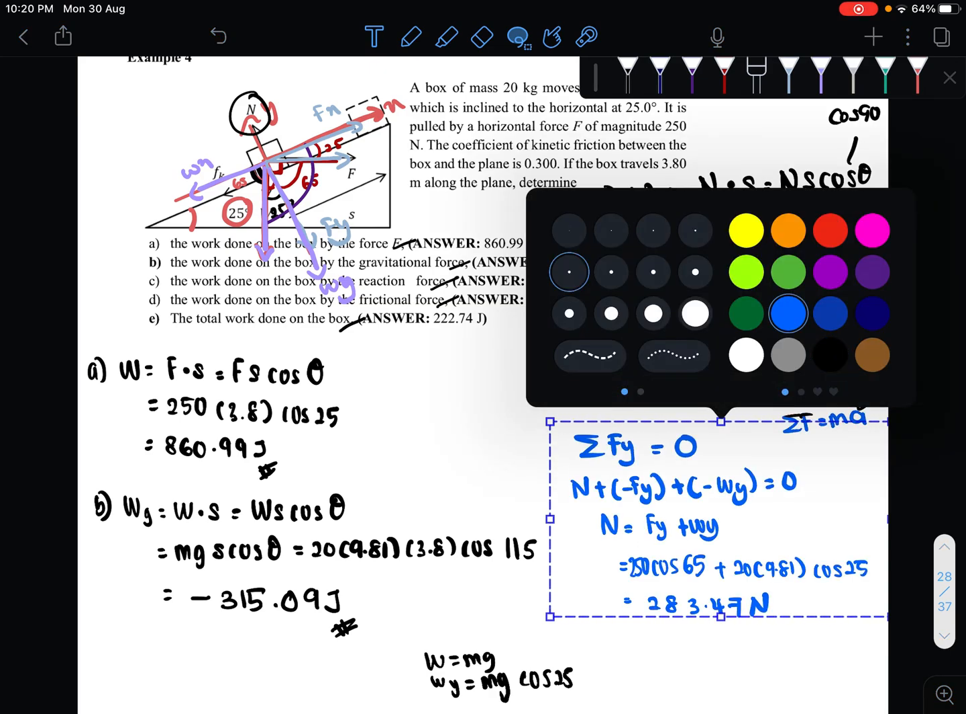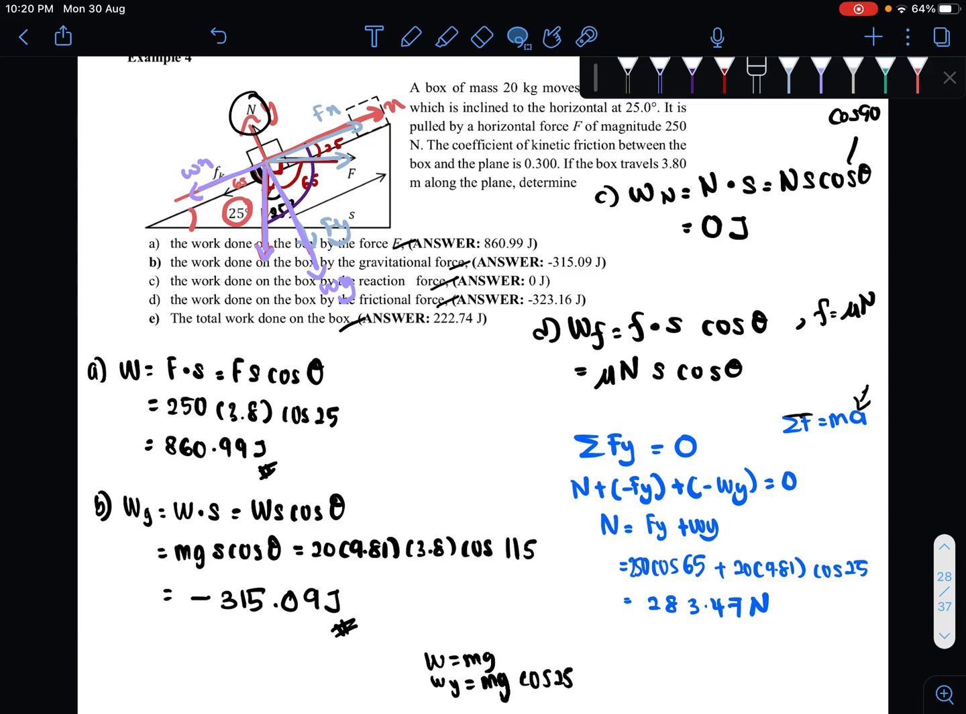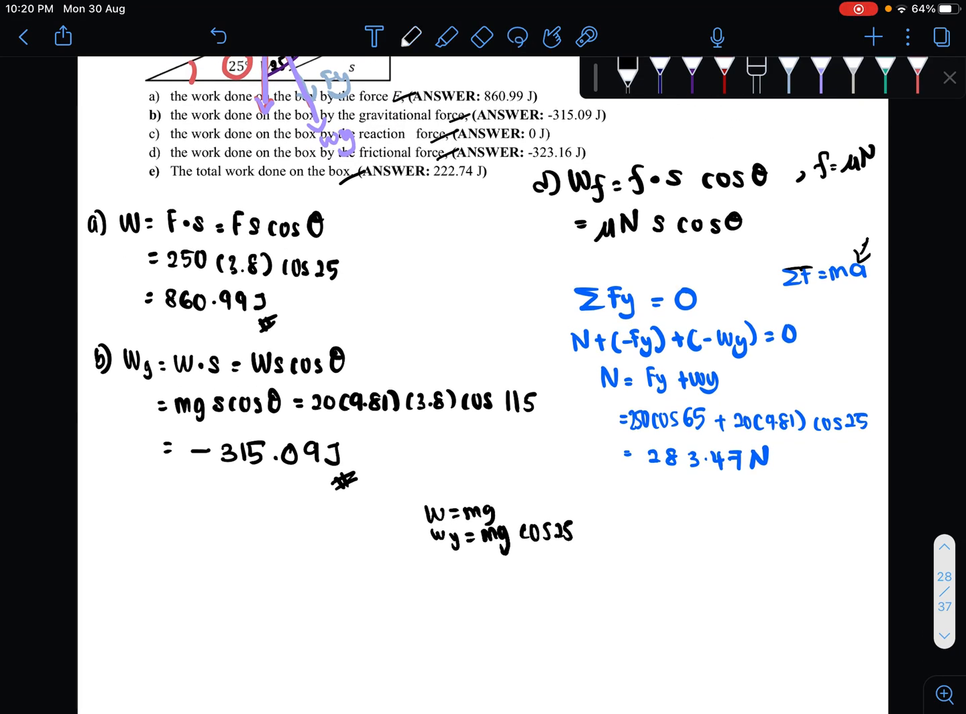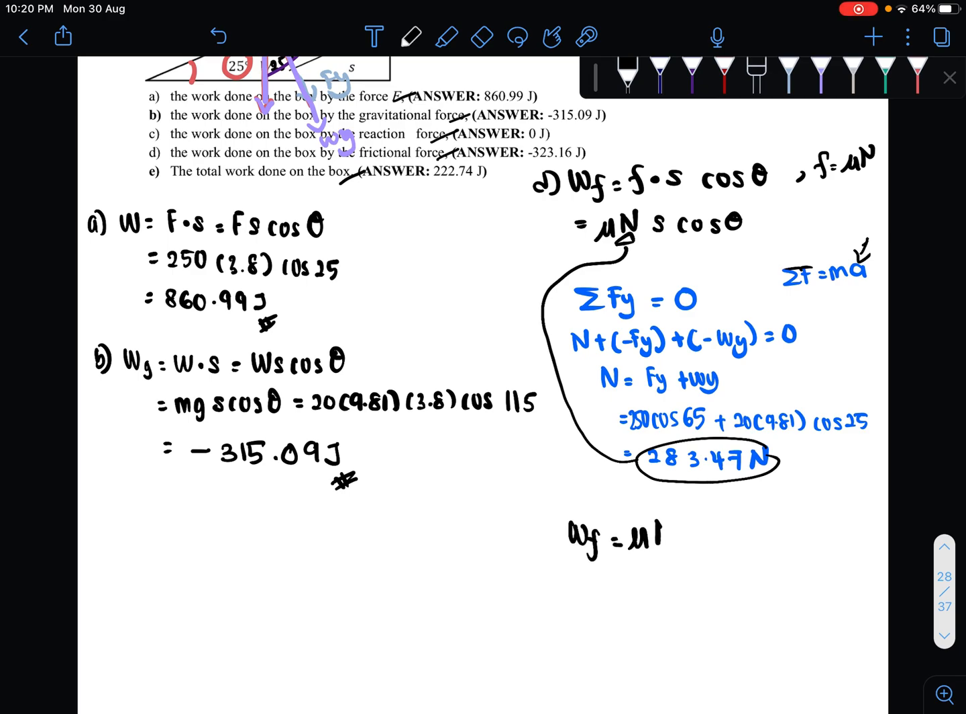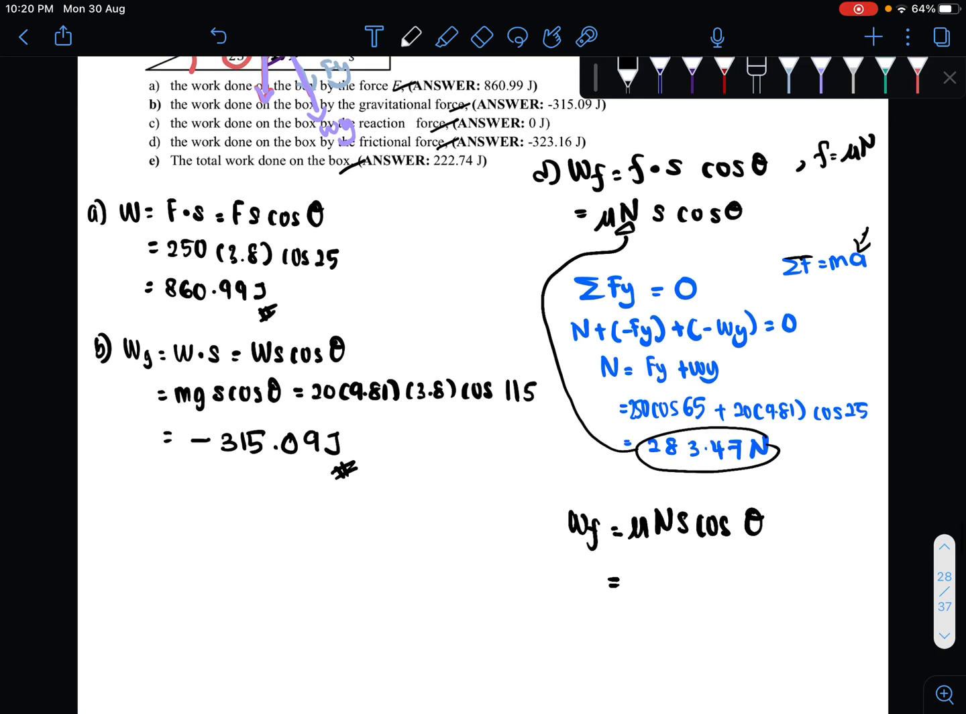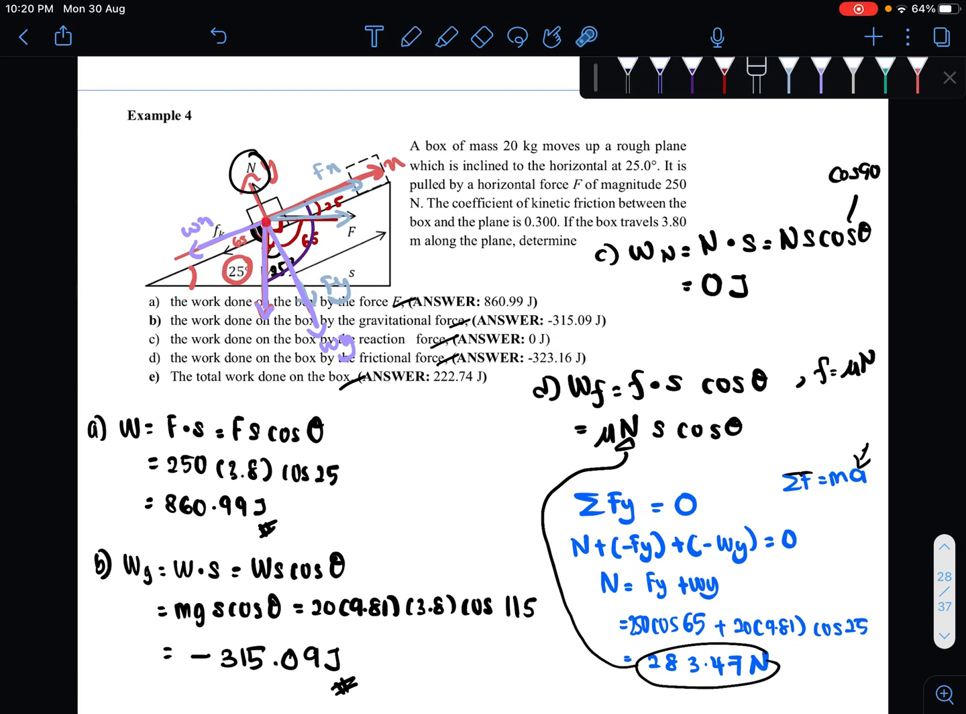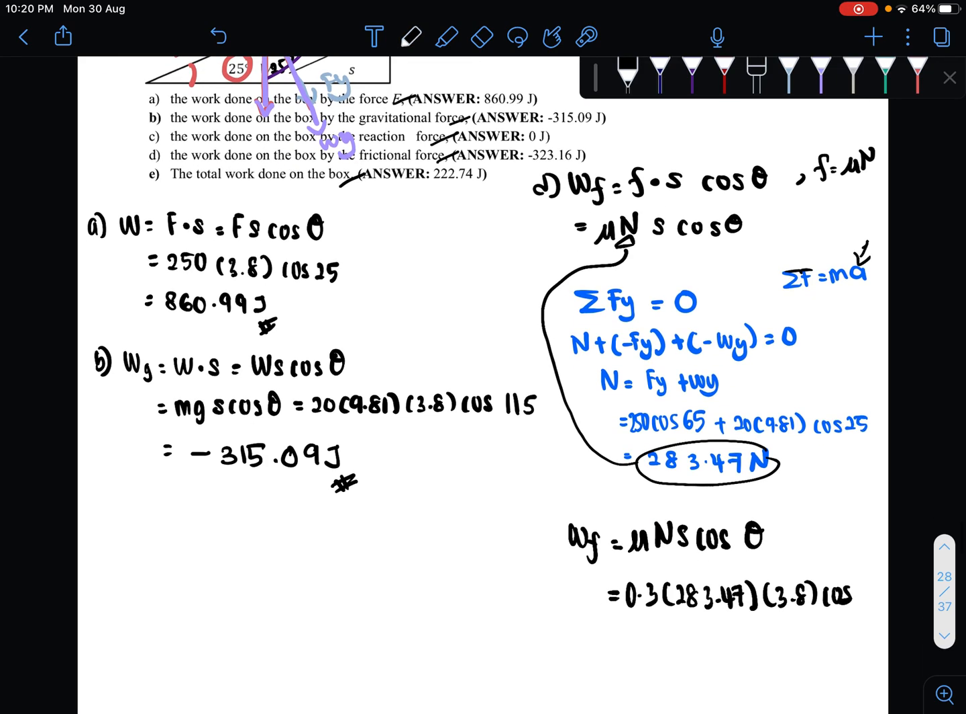Okay, sebenarnya kita bukan nak cari kawan ni, betul tak? Apa yang kita nak adalah frictional force tadi. Okay, sorry, kita nak work done by the friction. Since you have managed to find your normal force, you're going to substitute this into here. So, work done by frictional force becomes mu N s cos theta. Mu dalam soalan given as 0.3. Normal force 283.47. S adalah 3.8. Theta is the angle between the frictional force and the displacement, which is 180.